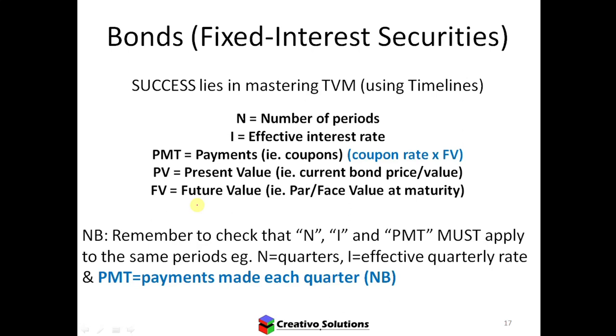Just remember that in everything you do in time value of money, you need to make sure that the N, the I, and the PMT always relate. If I've got quarterly payments, then I need to use the number of quarters. I need to use the effective quarterly rate because my payments cannot be changed. Those payments are set in stone because these bonds are issued as a contract. It's a promise to pay. Remember, IOU.